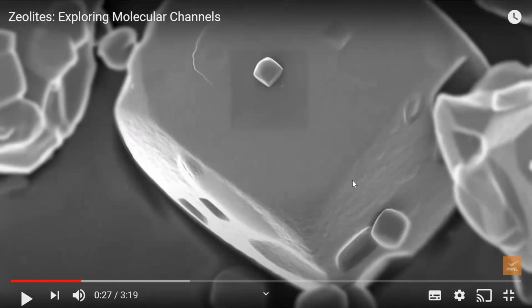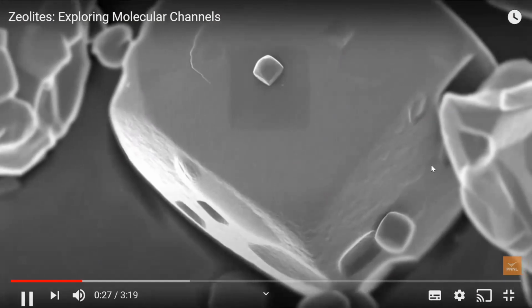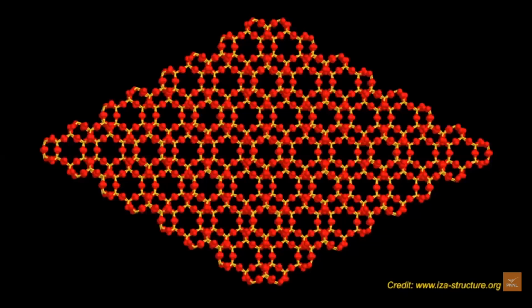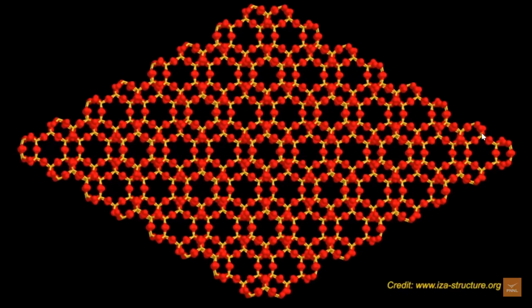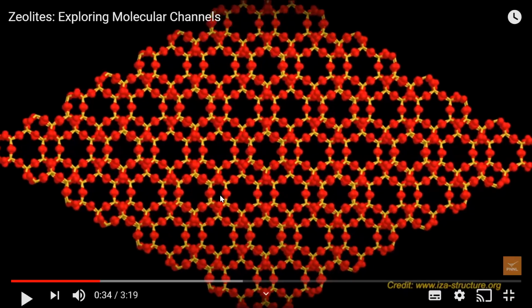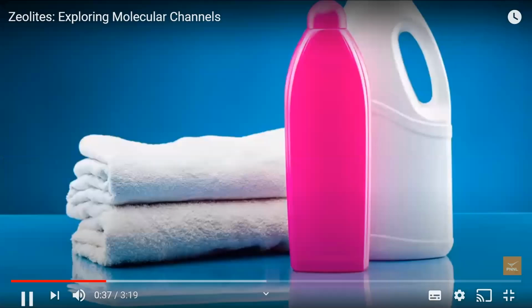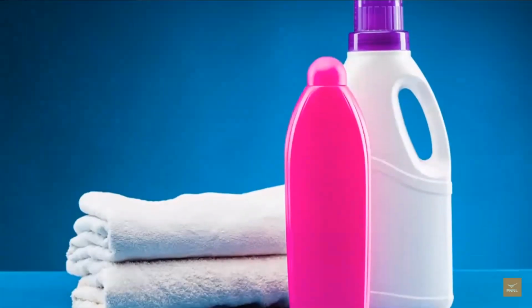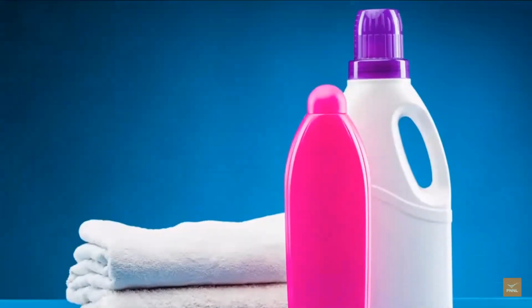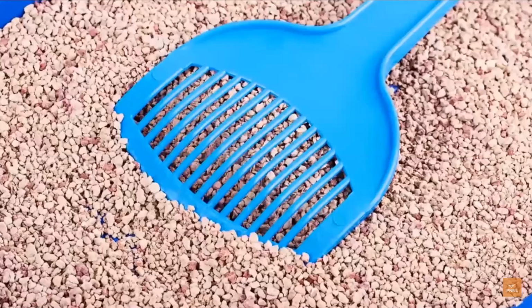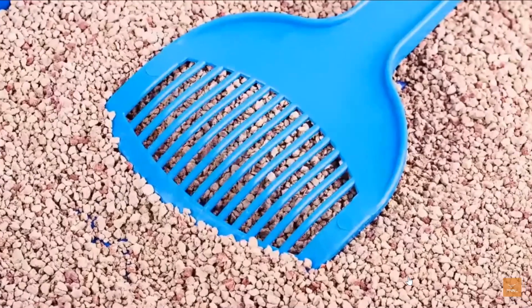Silicon, oxygen, and varying amounts of aluminum. This structure contains microscopic channels, sort of like a sponge. You can see the channels. There are hundreds of uses for zeolites. The kind in laundry detergent softens water so the soap can lather. In kitty litter, it absorbs liquids, and they're even used to create fuel for your car.